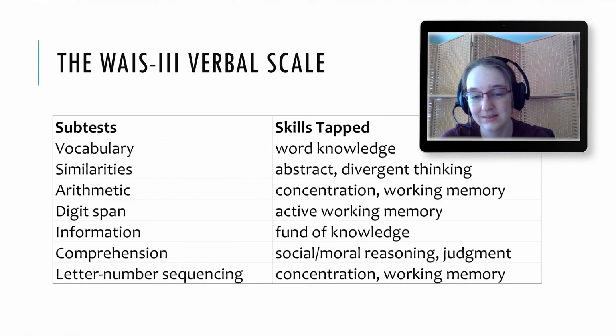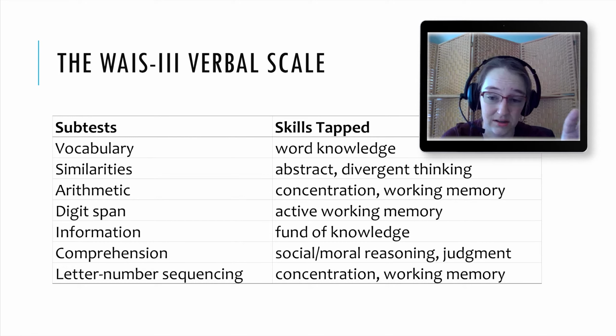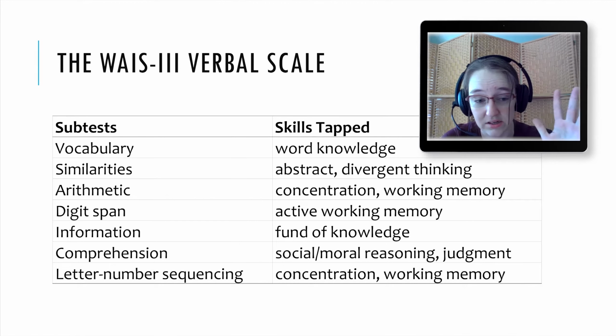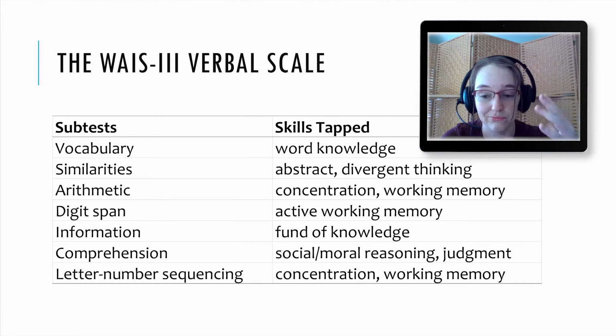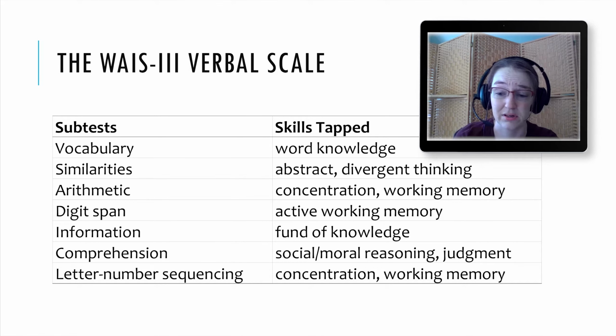Comprehension taps into social and moral reasoning and judgment. This is the one I have a little bit of a problem with because it has some values in it, but it's still at least deliberate and thoughtful. Last, we have letter-number sequencing, which taps into concentration and working memory. You'll notice that many of these have some overlap, and that's deliberate so that there's commonality. You don't want these test concepts to be totally divergent, because it would be really hard to interpret them, and they likely wouldn't be tapping the same construct. So the repeats are deliberate.